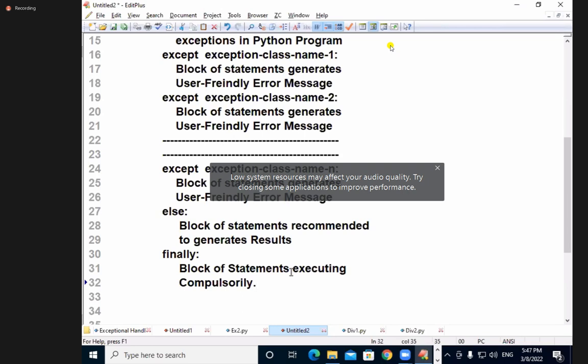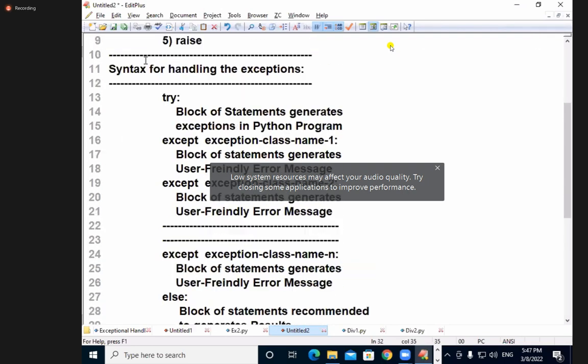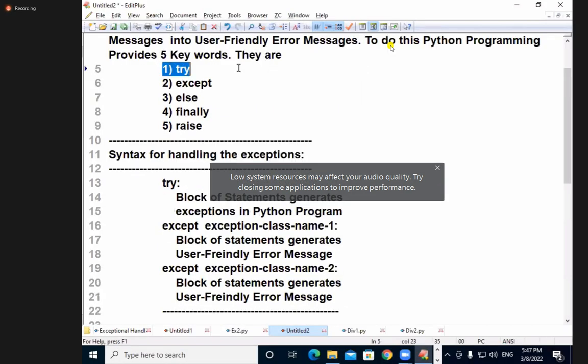Understand? Yes, this is the syntax of which block? Syntax for handling what? How many blocks do you know today? Try, except, else, finally. And don't worry about raise, it is separate. Raise is coming in programmer defined exception. I will give complete information about raise. Understand today's syntax? Easy or difficult?